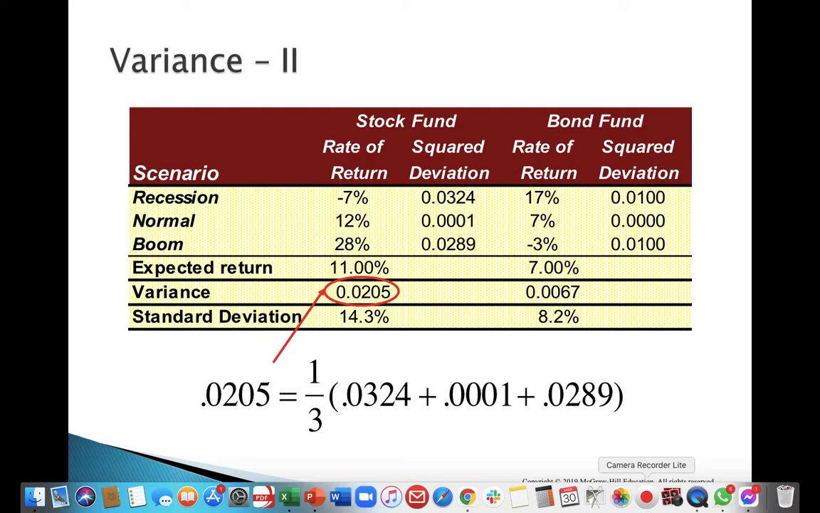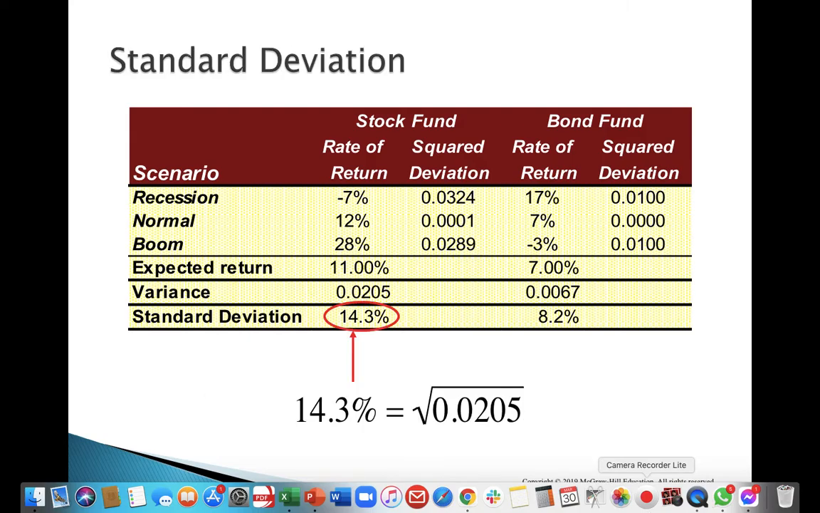Now how will we get the standard deviation of 14.3? Once you square root the variance, you get the standard deviation. So the standard deviation will be equal to the square root of 0.0205, that is the variance. Square root of that will give you 0.143, which is equal to 14.3%.